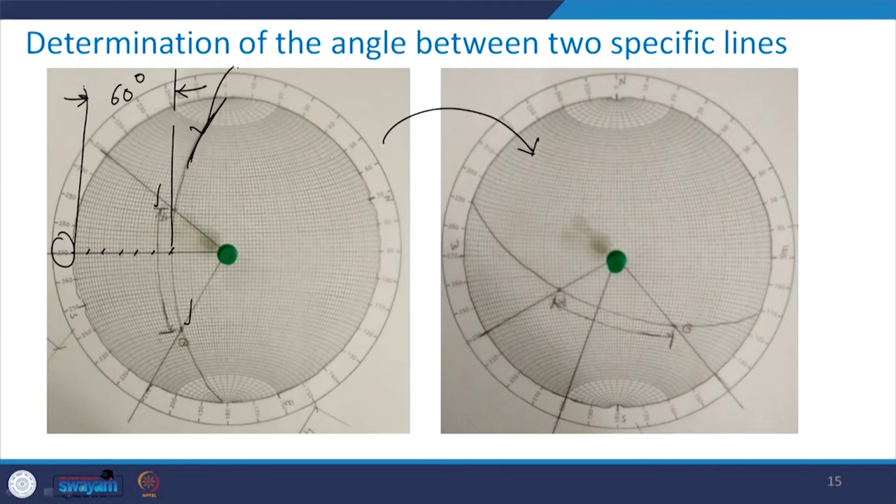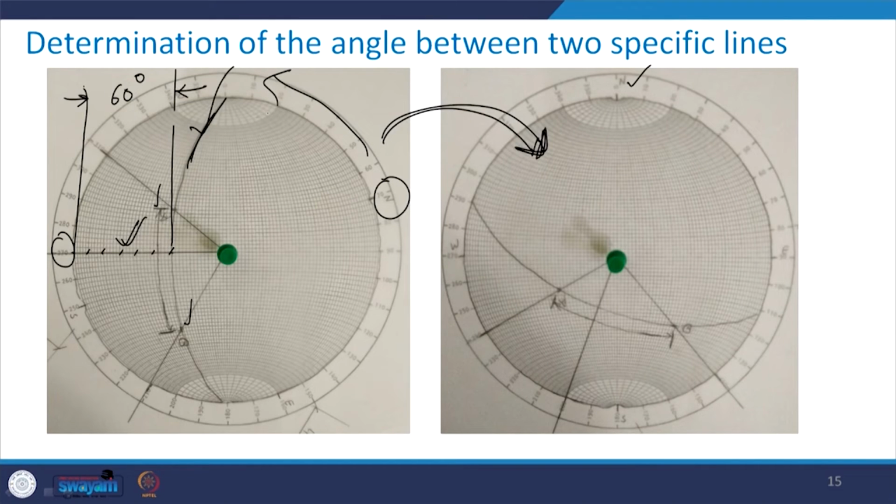Now I rotate it back to this original position, that is north of the tracing sheet and 0 of the equatorial stereo net coinciding with each other. So when I rotate it back, earlier the north was here, so we just rotated it back in this direction.